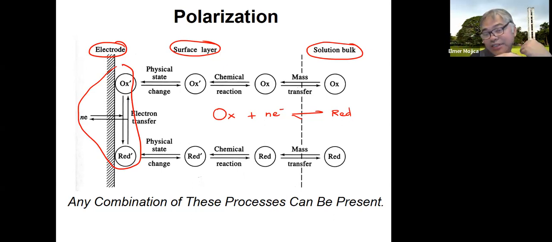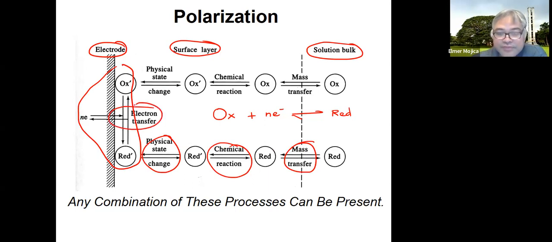Now, any of the intermediate steps shown here can limit the rate of the overall reaction. It can be this, it can be this, it can be this, or it can be this one. So if you have the mass transfer, what do you see there? Movement of the oxidized form from the bulk solution to the surface layer. When this step limits the rate of the overall reaction, we have what? The concentration polarization.